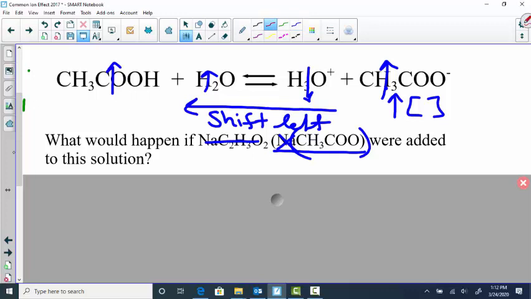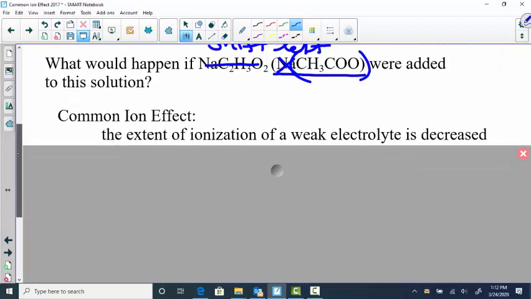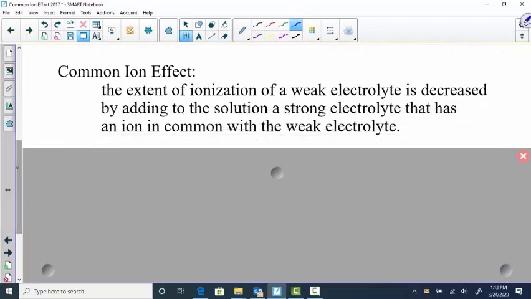If our H3O plus concentration goes down, what just happened to the pH of the solution? It's kind of counterintuitive, but the pH of the solution would have increased. All of this is a Le Chatelier shift, but it's actually referred to as the common ion effect.